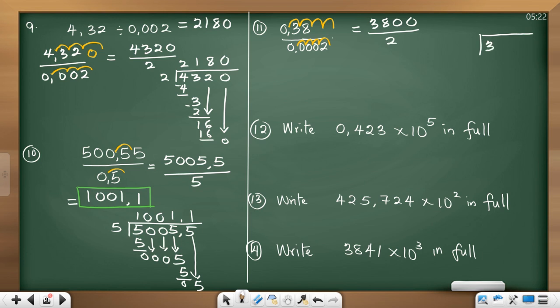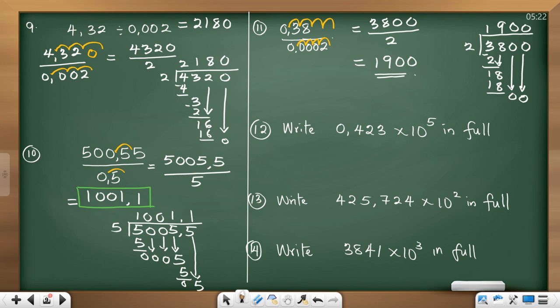All right, let's do that again. 3, 8, 0, 0, 2. I have 1. Lovely. What do I do? Drop the 8. How many times will 2 go in 18? I have 9. Then if I drop the 0, it's 0. If I drop this other 0, make sure you write the 0 values. They are very important. So what is our answer? 1,900. Lovely.